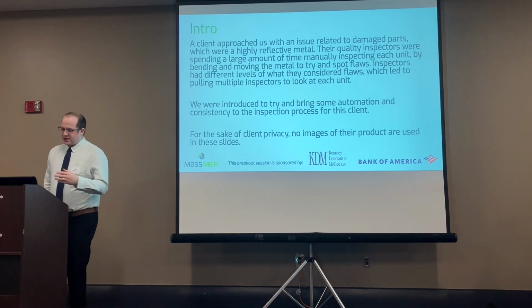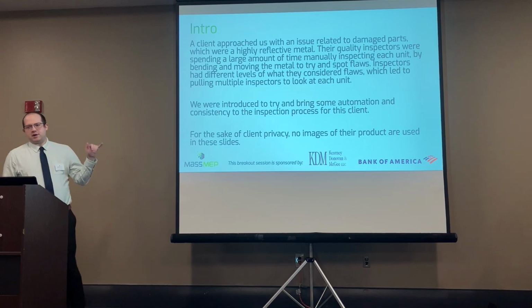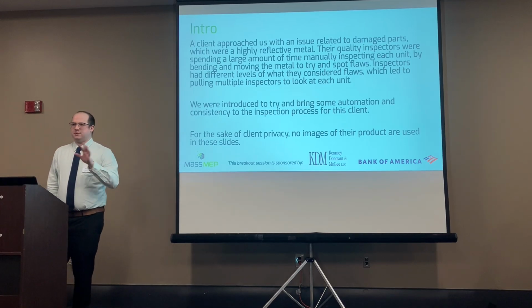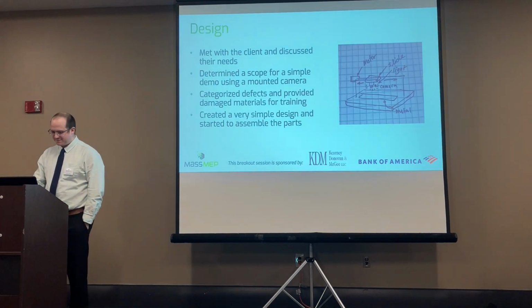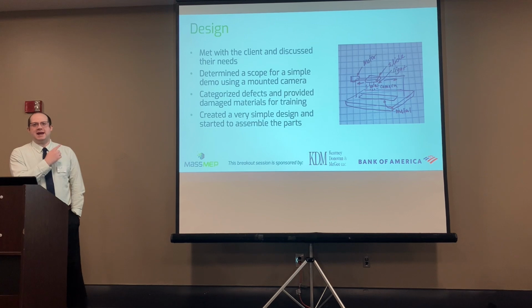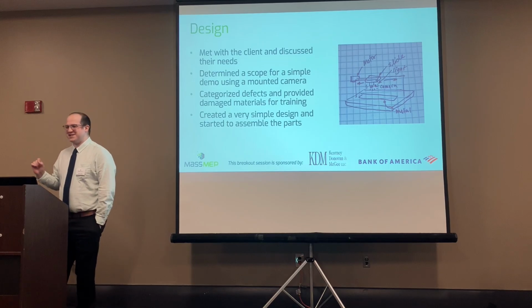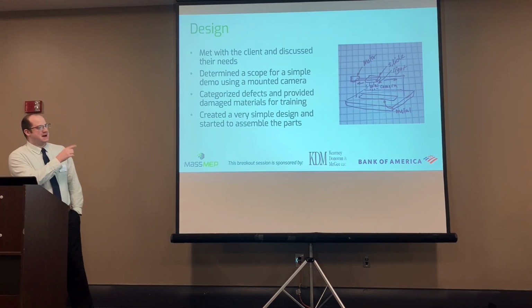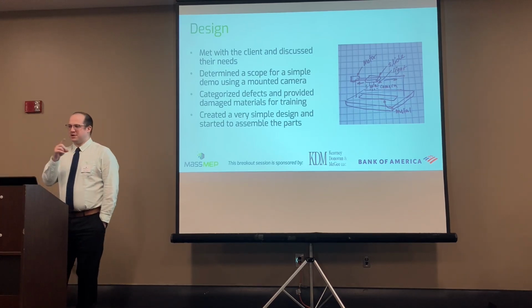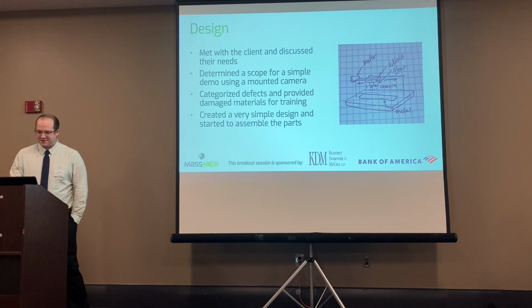So we were introduced to try to bring a little bit of consistency, bring some automation in. For the sake of their privacy, we won't be showing any images of it, we won't be showing any details. We took a separate piece of metal and created separate defects, the whole 9 yards. So we initially met with the client and created, as you can see, an extraordinarily simplistic design, literally just sketched out in some graph paper. And that is essentially just a piece of mounted metal, a mounted camera with a small motor to move it back and forth, and assembled all the parts that we might need for this kind of project.